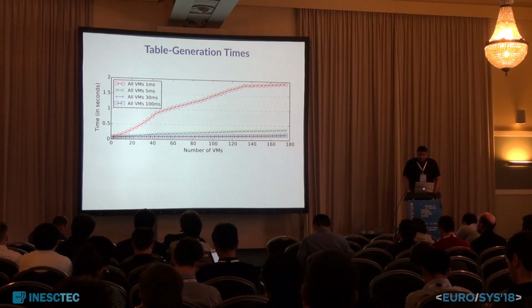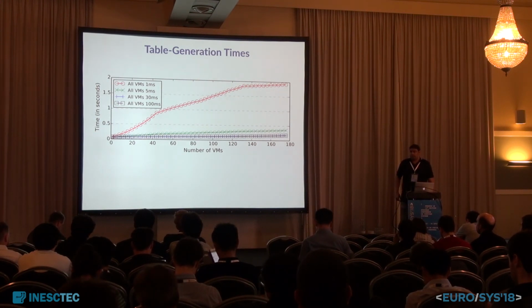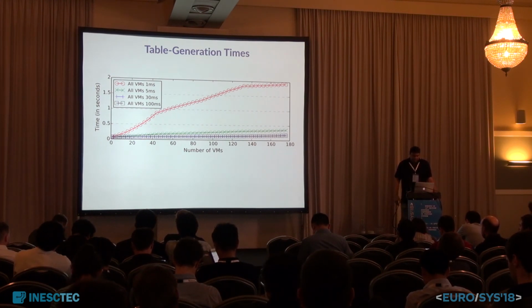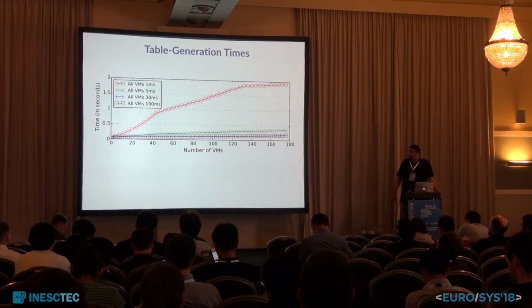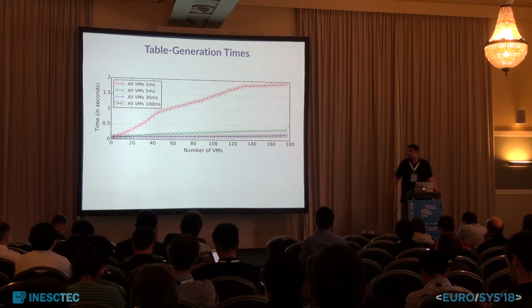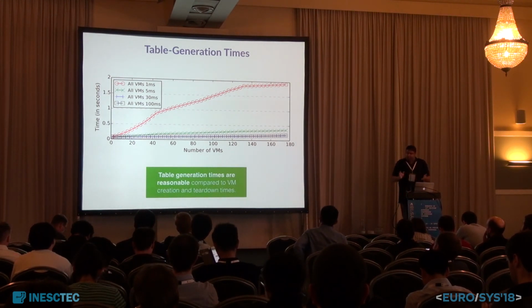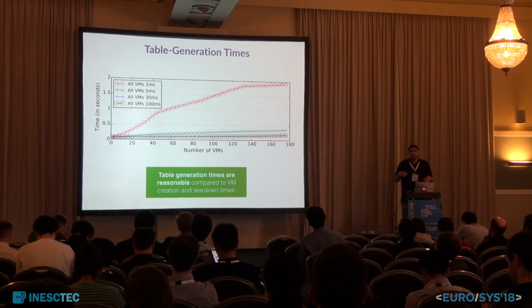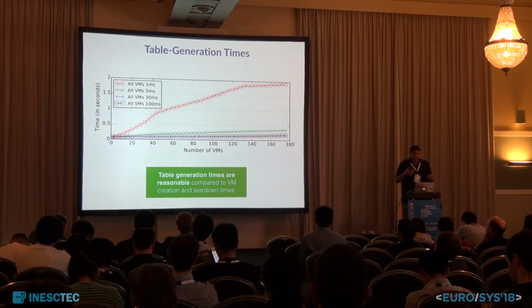And this is what we see. So what we see is the time it takes to generate tables is always under 2 seconds, even for the somewhat extreme scenario of all VMs being set to 1 millisecond on a 48-core machine with almost 180 virtual machines. The 1 millisecond is somewhat extreme because it results in sub-millisecond slot sizes, which is not very practical. So in the more common case, this is on the order of a few hundred milliseconds. All right, so table generation times are fairly reasonable, especially when you compare it with the time it takes to create or shut down a VM.